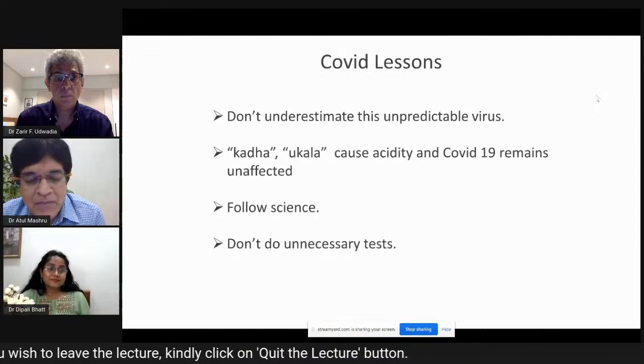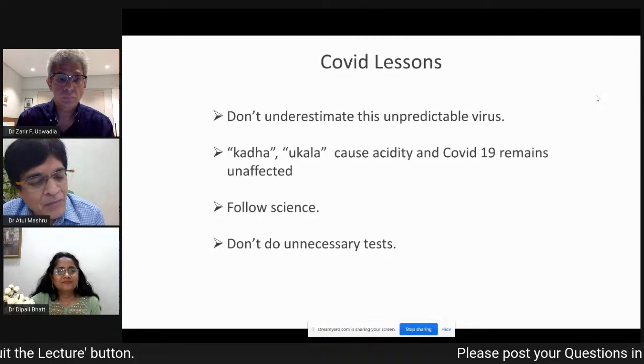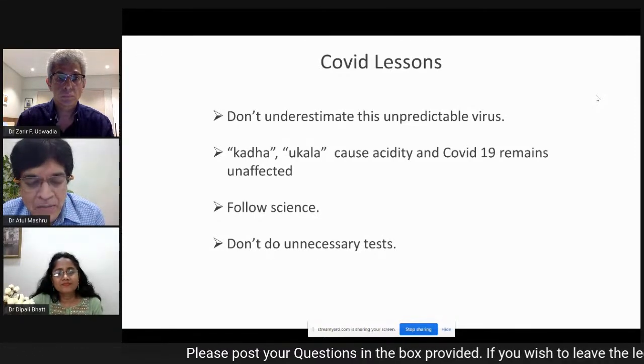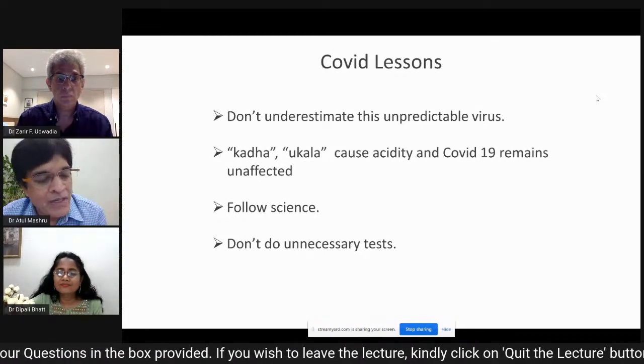Don't get carried away by kadas and ukalas. They cause acidity to Indians, and nothing probably happens to COVID-19. Don't get carried away by antibiotics, HCQS, anti-malarials, anti-helminths to break this virus.